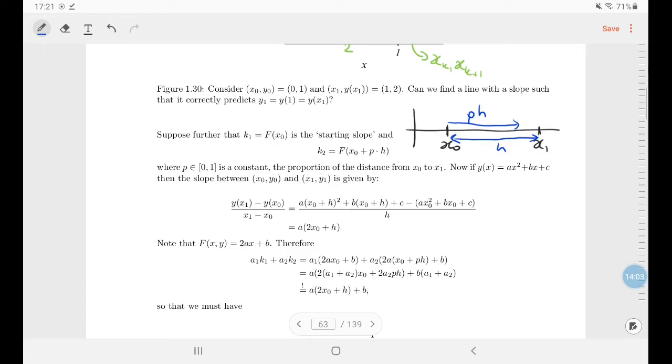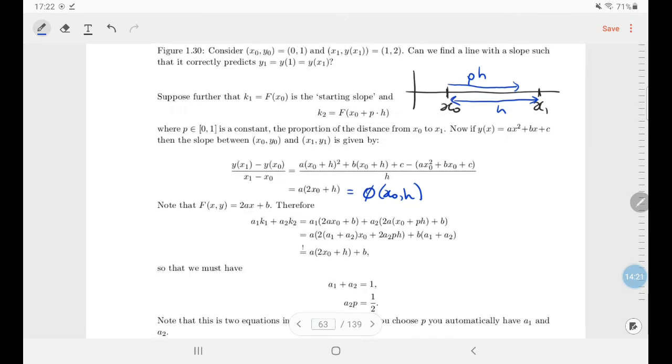So what you end up with here is calculating the exact slope, because with a quadratic, you have the exact answer. So it turns out that this here is what you want to get. So this actually is phi(x0, h). And the derivative here is 2ax plus b. Now, what is going on here? So we're trying to average 2 slopes. So this is the slope at x0.